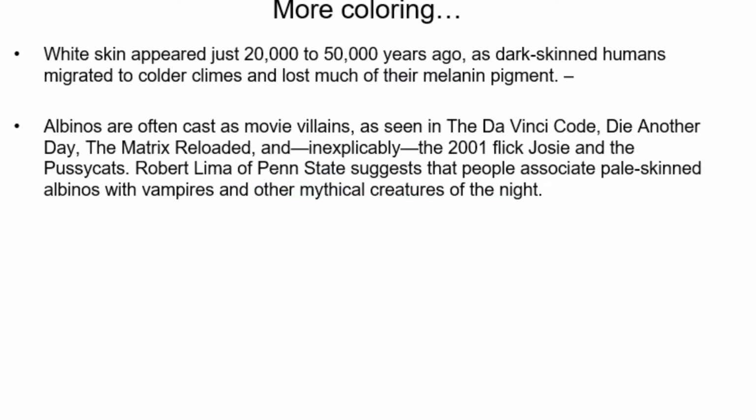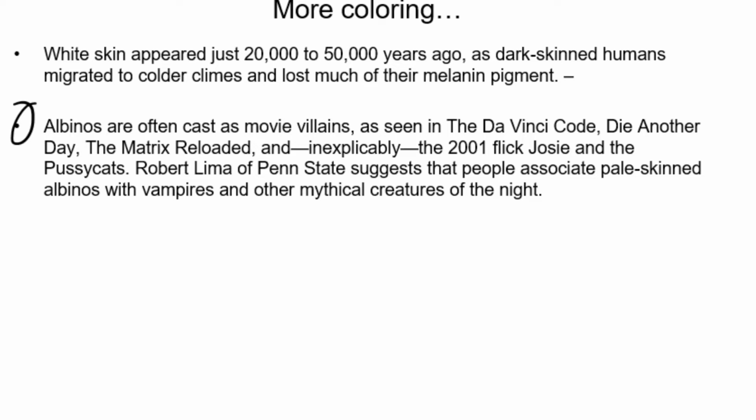See right here, skin appeared about 20 to 50,000 years ago as dark-skinned humans migrated to colder climates and lost much of their melanin pigment. But then when you lose it all, you end up as an albino. Albinos are often cast in movies, like The Da Vinci Code, Die Another Day, Matrix Reloaded, and Josie and the Pussycats. I don't know why that's in there.